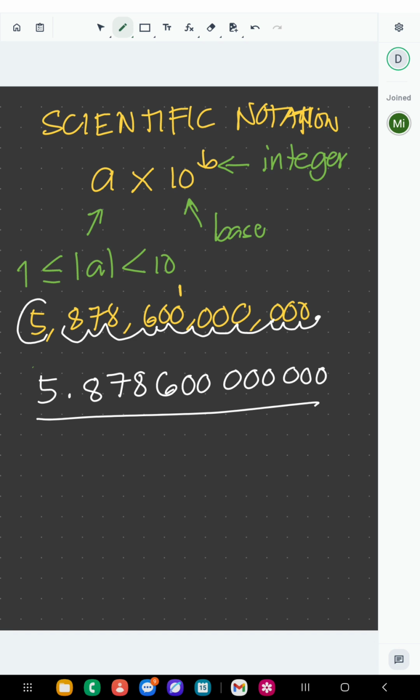Moving to the left means the exponent of base 10 is positive. To the right, the exponent is negative. So this number becomes 5.8786 times 10 to the 12. We don't need to write the trailing zeros.